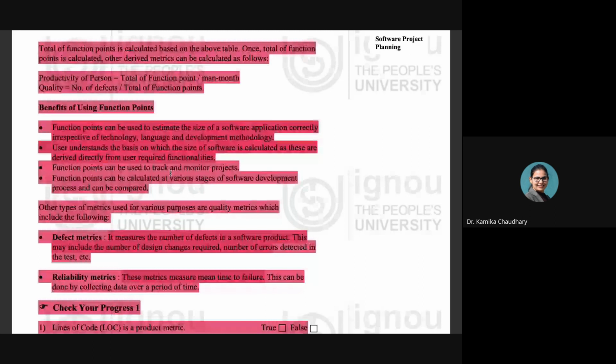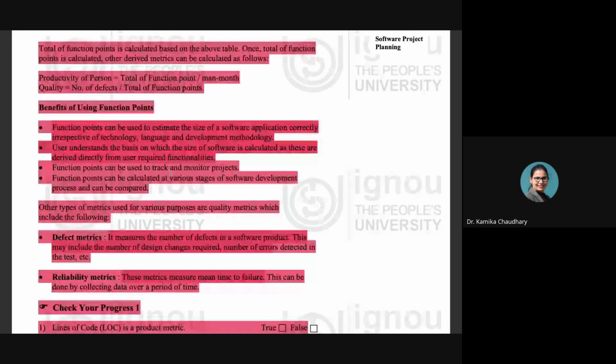After that, there are another two types of matrices which are also available to us for the measurement of the quality of the software, or for the measurement of the estimation of the software. The first is our defect matrix, and second is our reliability matrix. In the case of the defect matrix, it is going to measure the number of the defects which are occurring into the software product, right?